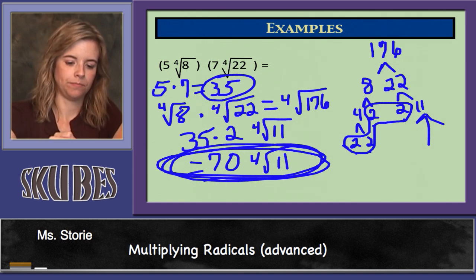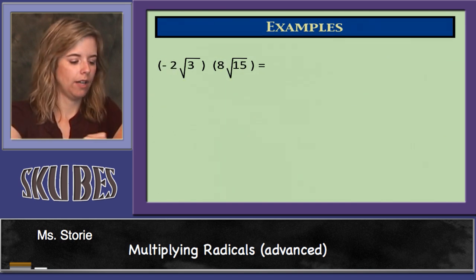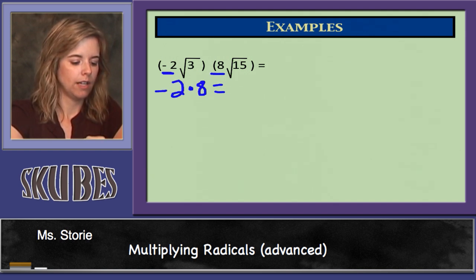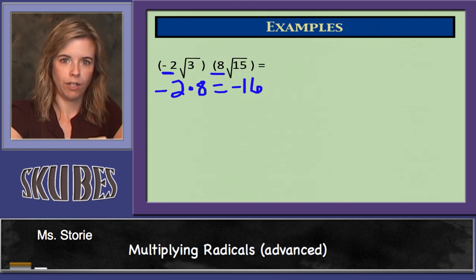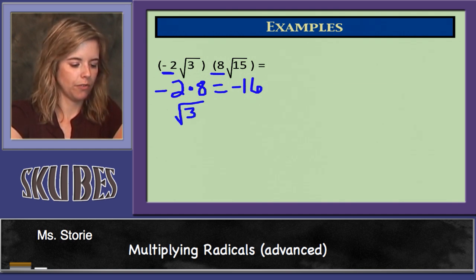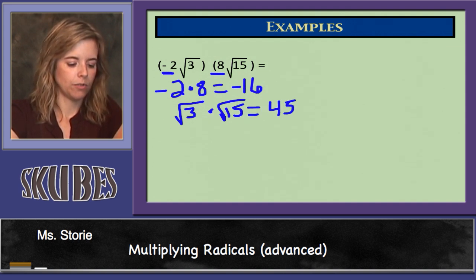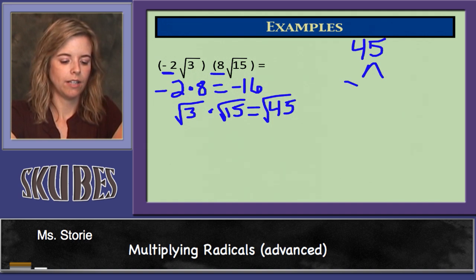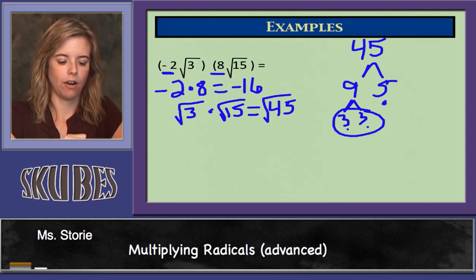For the next one, whole numbers, negative 2 times 8, negative 16. Then I'm looking for my radicals. We're looking for the square root of 3 times the square root of 15. So 15 times 3 is going to be 45, and we're still looking for the square root. 45 is not fully simplified yet, so let's go ahead and break out a factor tree. 9 times 5, 5 is definitely a prime. 3 times 3, I've got a pair.